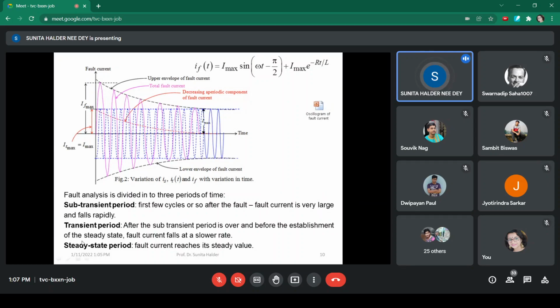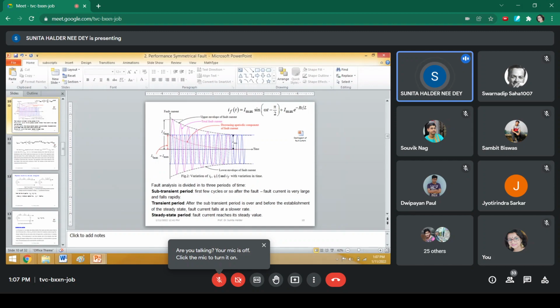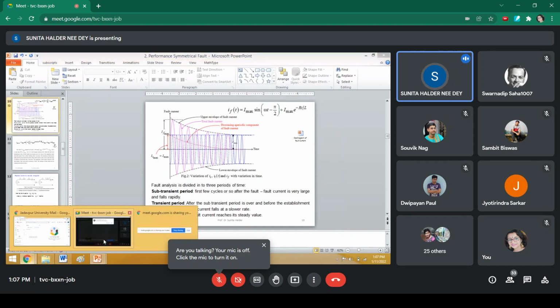Now, if we want to analyze a fault for a power system, it is required to represent every circuit component by its equivalent circuit, depending on its behavior during the fault.